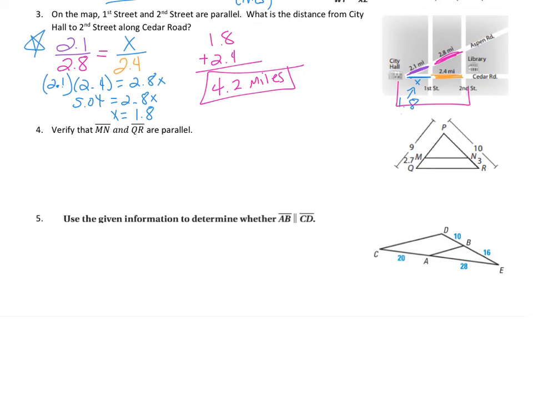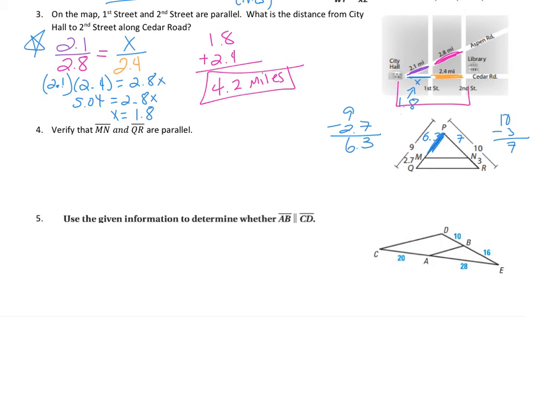Just like we saw before with the shoe rack, if we want to verify that MN and QR are parallel to each other, then we need to show that the ratios are congruent to each other. First, before we do that, we need to know what is the length of PM. So if we take 9 minus 2.7, we get 6.3. So that's what that little piece is going to be. And then same thing with your 10 minus the 3, we end up with 7. So this little piece is 7.